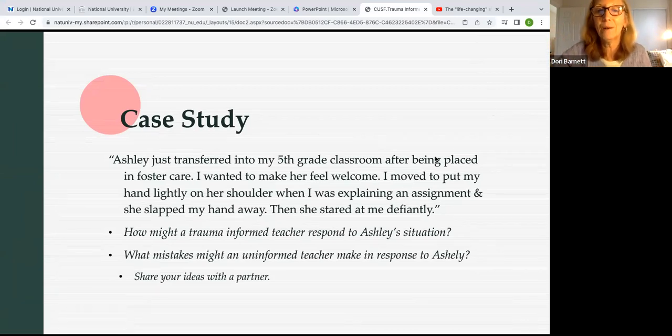So I have a little case study, and we're going to divide into breakout rooms again. So you might want to take a quick photo. I don't know if you'll be able to see this, but I'm going to read it to you. Imagine you're a teacher, or you're observing a teacher, in a fifth grade classroom, and this is the teacher speaking. She gets a new student named Ashley, and she describes this incident in her classroom.